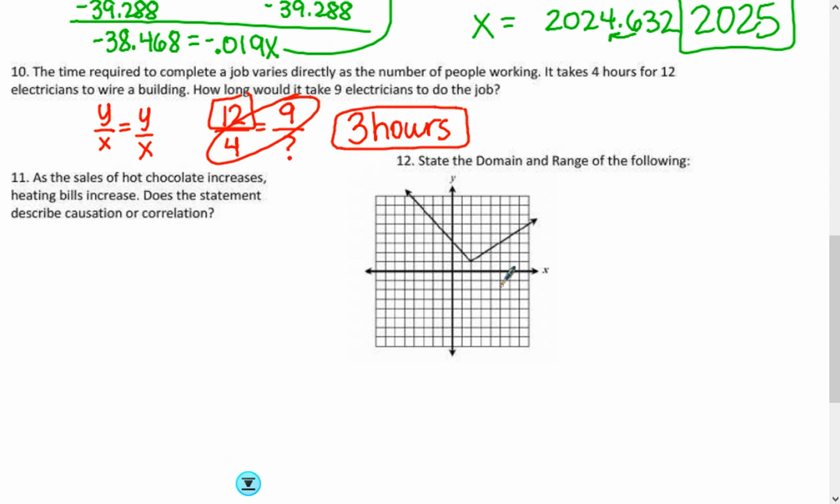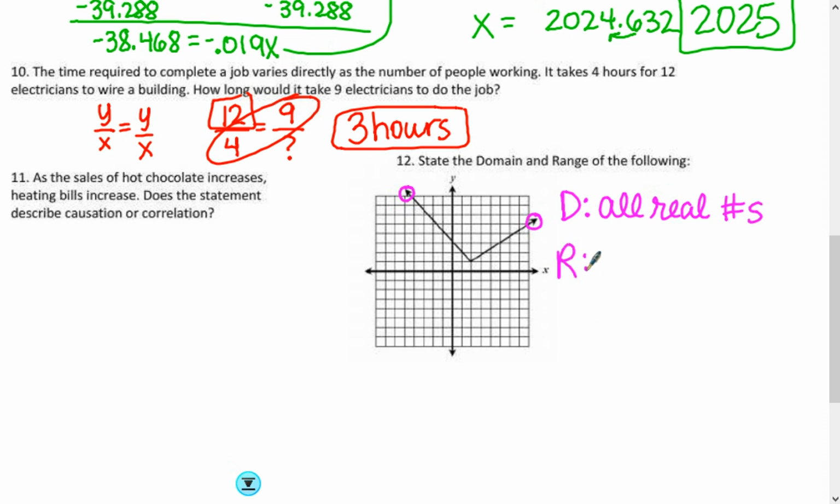Alright, last one, number 12. Let's refresh real quick on domain and range. So domain, remember we're talking about the x values here. So furthest left, well, I can't seem to mark that because I have an arrow. Furthest right, the same thing. So since I'm going on to infinity in both directions, this is all real numbers.